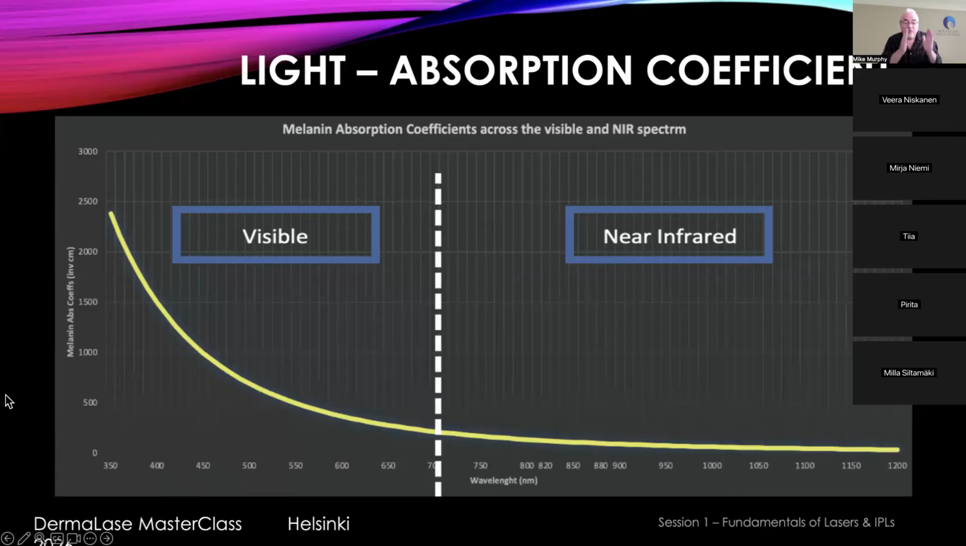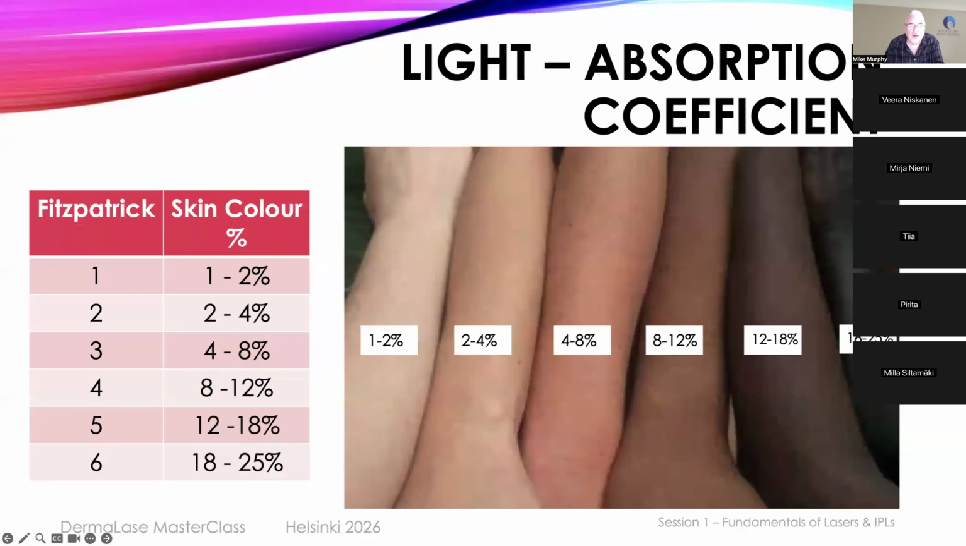Okay, so by selecting the right wavelengths, you determine which targets will absorb that energy at which depths. And that's very important, because there's no point firing low wavelength light like this stuff here to try and kill hair, because it just can't get down there to the hair follicle. It's pointless. All right. So let's look at the skin color and your Fitzpatrick scale.